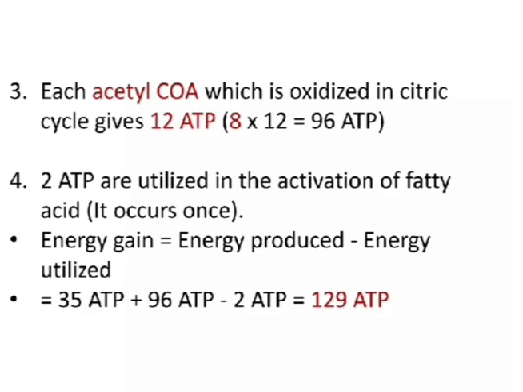4. 2 ATP are utilized in the activation of fatty acid. It occurs once. Energy gain equals energy produced minus energy utilized. Equals 35 ATP plus 96 ATP minus 2 ATP gives a total of 129 ATP.